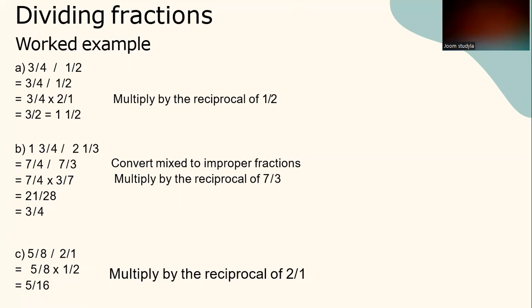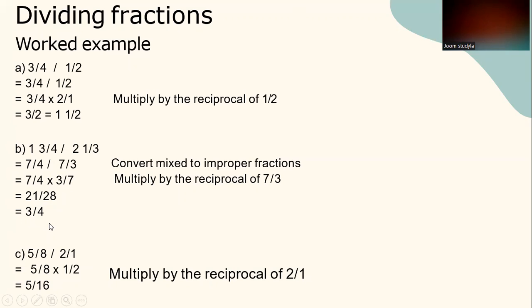And then, when you see the 21 over 28, this value can be divided by 7. So 21 divided by 7, you get 3. And 28 divided by 7, you get 4. So the overall answer for question number B is 3 over 4.